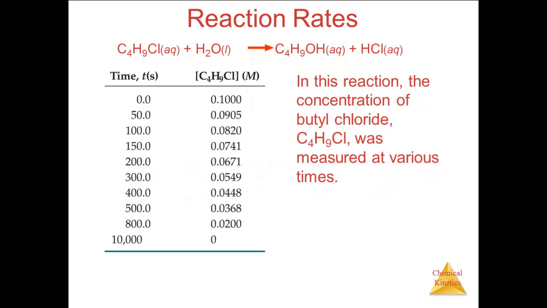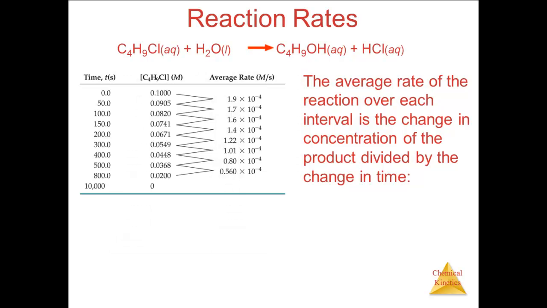The table shows the concentration of butyl chloride, C4H9Cl, as it reacts with water to make butyl alcohol, C4H9OH, and HCl. The concentration of butyl chloride was measured at certain times. Note that the intervals are not all the same.